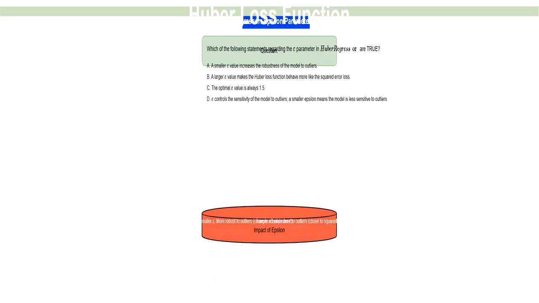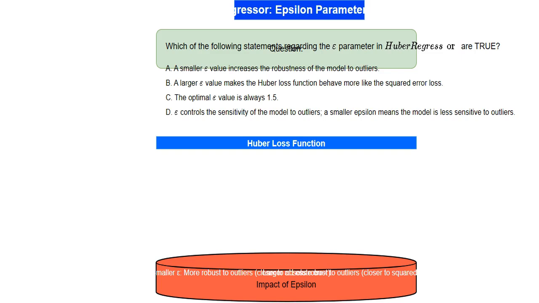Epsilon is a Greek letter used here to represent the parameter that controls how sensitive the HuberRegressor is to outliers. It's the key to understanding how the Huber loss function works. I'll break down how epsilon influences the model's behavior. A smaller epsilon makes the Huber loss function more like absolute error loss, which is great for handling outliers. It's less forgiving of large errors. A larger epsilon moves the function closer to squared error, which is more sensitive to outliers.